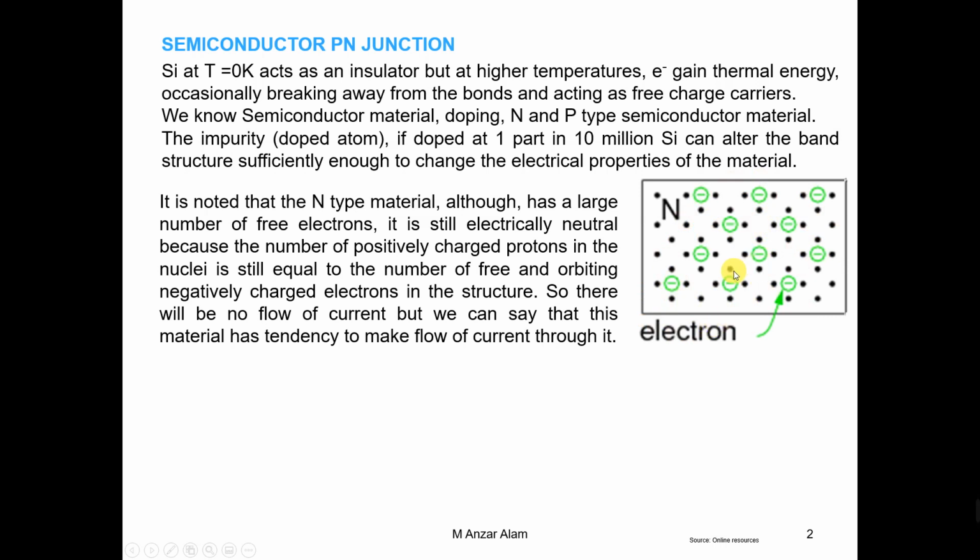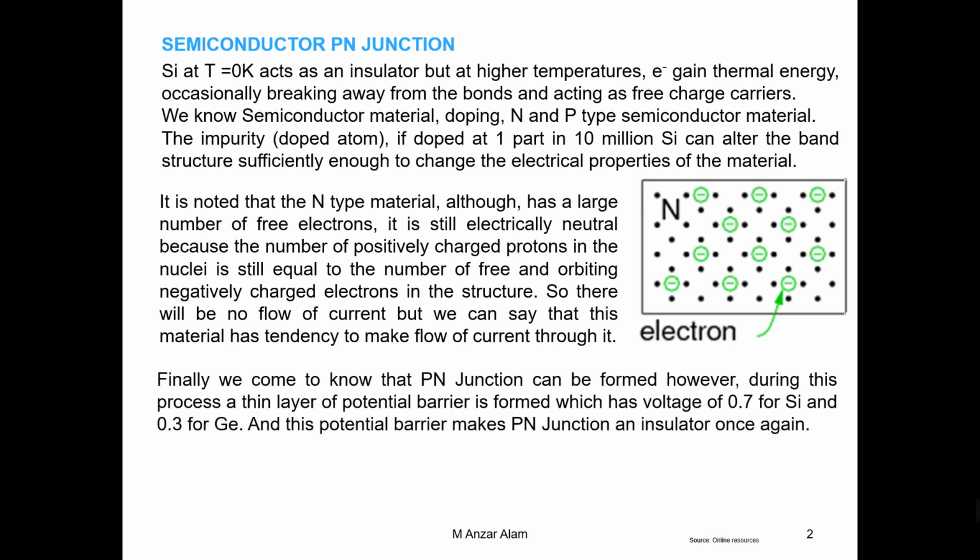The nuclei is not free to move. The nuclei has positive charge, but it is not free to move. The only ones free to move are the electrons. So what we can say is that this has the capability, this has the tendency, to make current flow through it very easily.